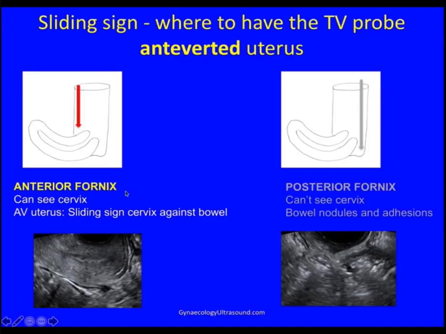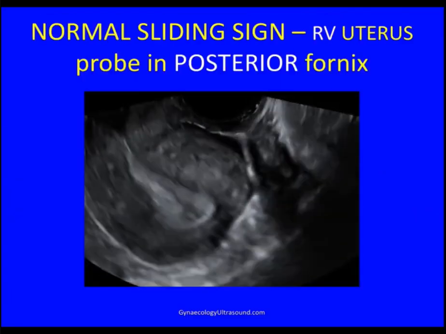And just to explain what I said, the probe is in the anterior fornix. This is the vagina, this is the anterior fornix, this is the posterior fornix. So if you put your probe in the anterior fornix, where most of the time your probe will be, you'll be able to see the cervix and see the sliding sign of cervix against bowel. We'll talk about the posterior fornix in a moment. When you put your probe in there, you can't see the cervix, so you can't see the sliding sign here, but you'll be able to see the posterior compartment much better. But for the sliding sign, anteverted uterus, anterior fornix.